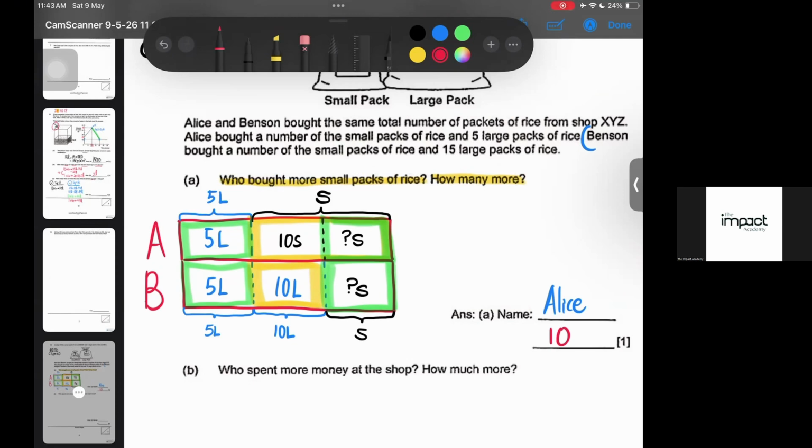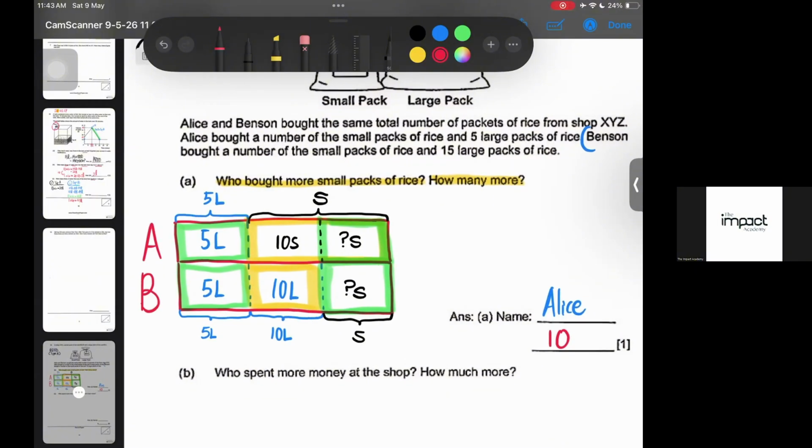That's right. You just put 10. Understand what I'm trying to say? Okay, you understand what I'm trying to say? That's the only thing.